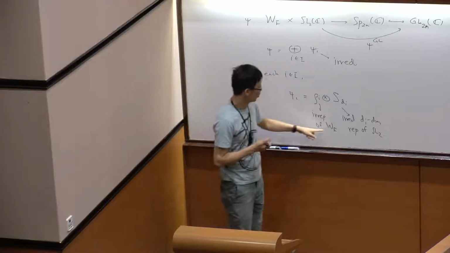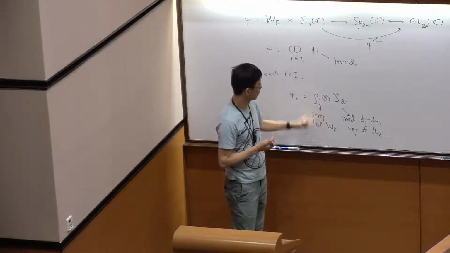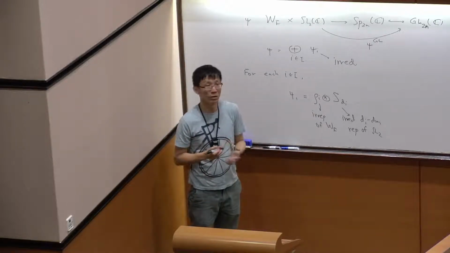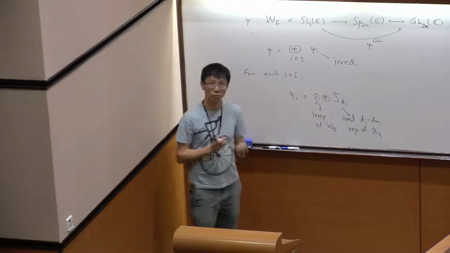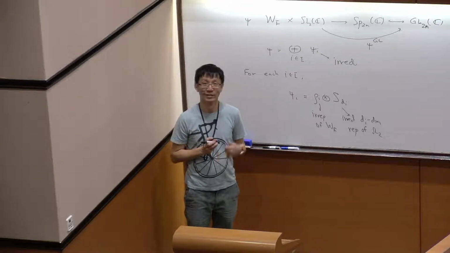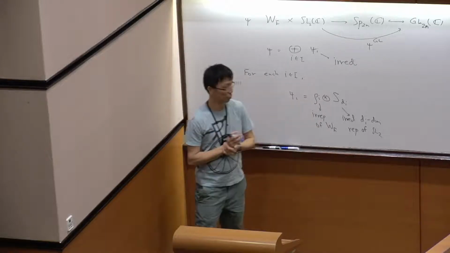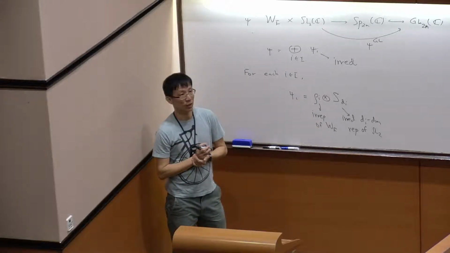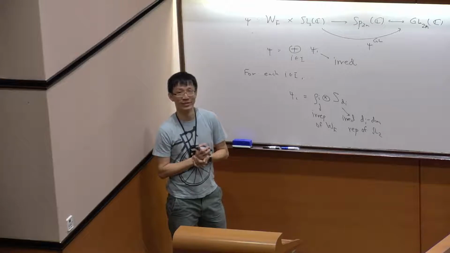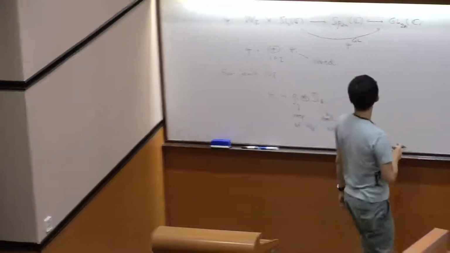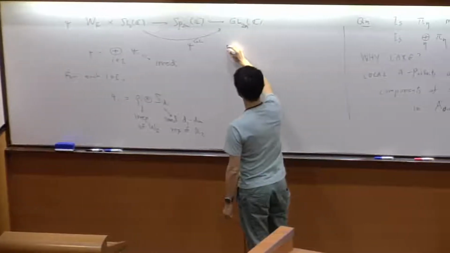When F is a real number, then an irreducible representation of the Weil group could be a one-dimensional character, or it could be a two-dimensional representation. And a two-dimensional representation of the Weil group will correspond to a discrete series representation of GL2.